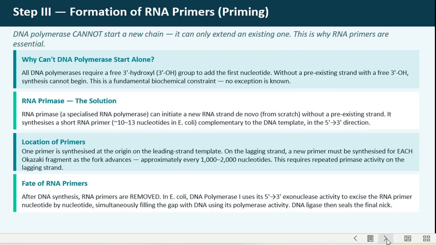So the newly synthesized DNA on a lagging strand is not continuous. It is formed in shorter sequences, which are referred to as what? Okazaki fragments. As a result, it needs more than one primer. So on the lagging strand, you have more primers needed. There's a new primer needed for every Okazaki fragment.